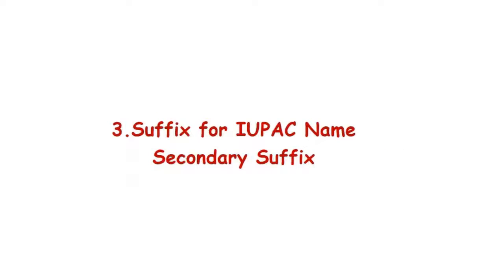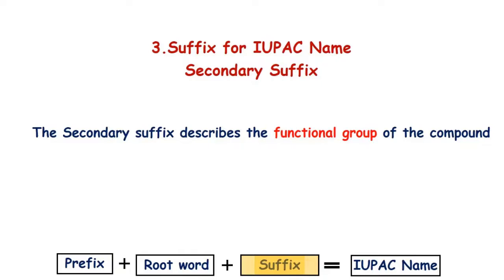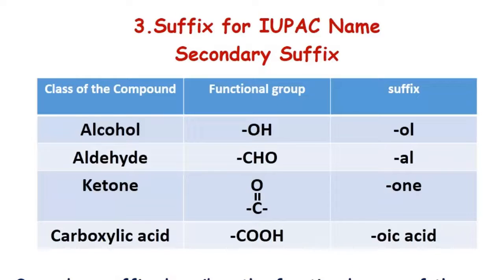The secondary suffix describes the functional group of the compound. Functional groups: alcohol, OH, suffix "-ol" is used. Aldehyde, CHO, suffix "-al" is used. Ketone, C=O, suffix "-one" is used. Carboxylic acid, COOH, suffix "-oic acid" is used.